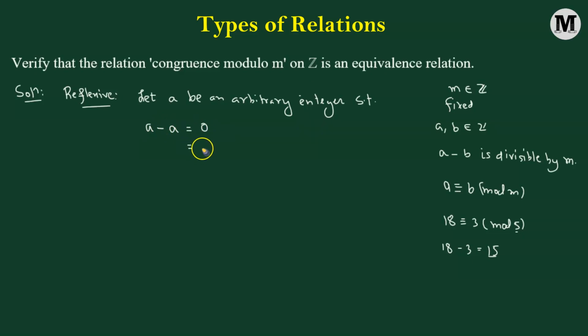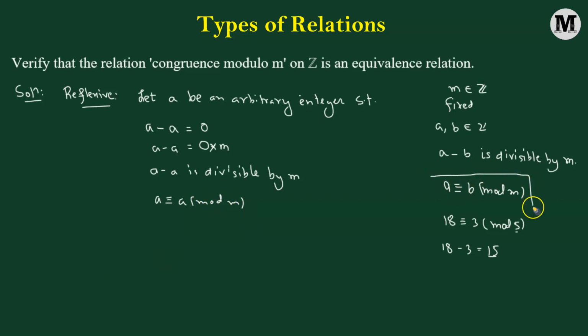But 0 can also be expressed as 0 multiplied by m. The moment we write that a minus a equals 0 times m, we are saying that a minus a is divisible by m. And if it's divisible by m, we can also say that a is congruent to a modulo m.